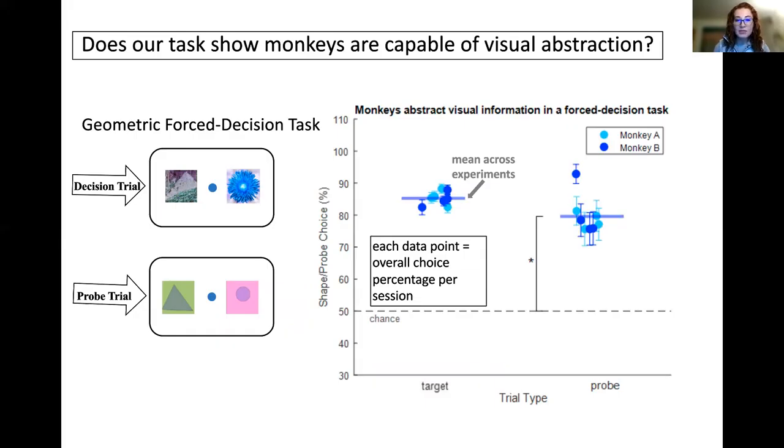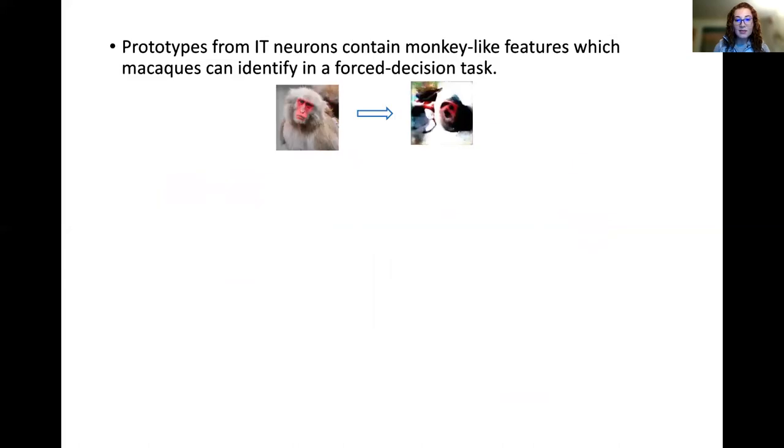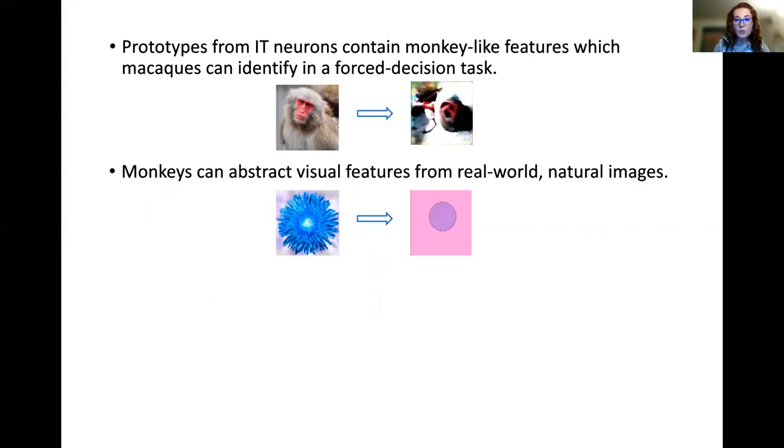We then trained the monkeys to saccade to the opposite category of circular shapes over triangular shapes and found consistent results. The results demonstrate that macaques can abstract features from real-world natural images. These experiments support the judgments by humans and neural networks that IT prototypes contain monkey-like features, as macaques can identify conspecific features in these prototypes. We've also demonstrated that macaques can abstract visual features from real-world natural images.